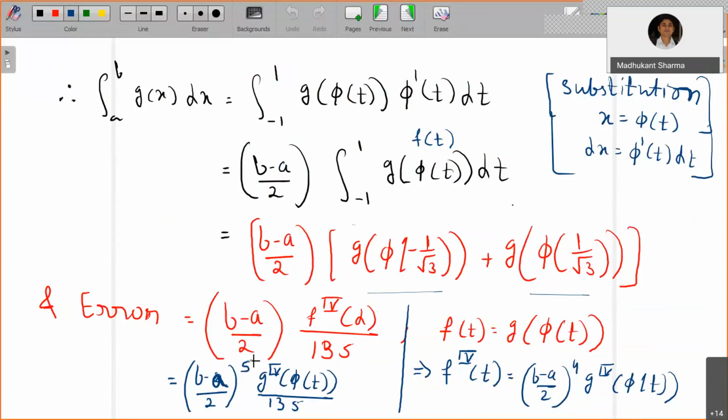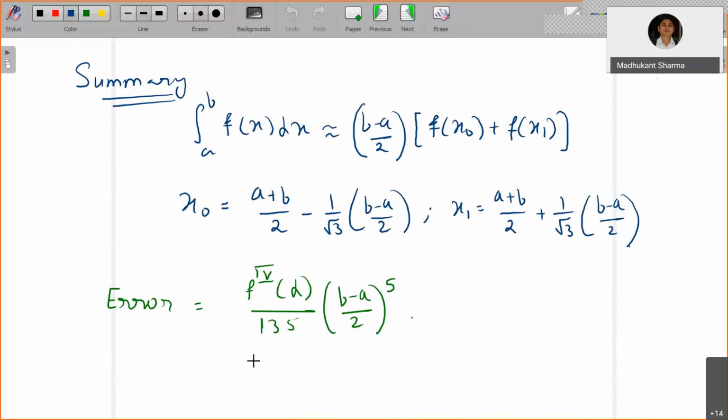So let's look at it. This is the summary: integration a to b of f of x dx, where instead of g I have written f, the final formula is (b minus a) by 2 times f of x naught plus f of x1. Here x naught and x1 are explicitly on the interval a to b, placed symmetrically with respect to the midpoint of the interval. So you have this interval a to b, and you have (a plus b) by 2 here.